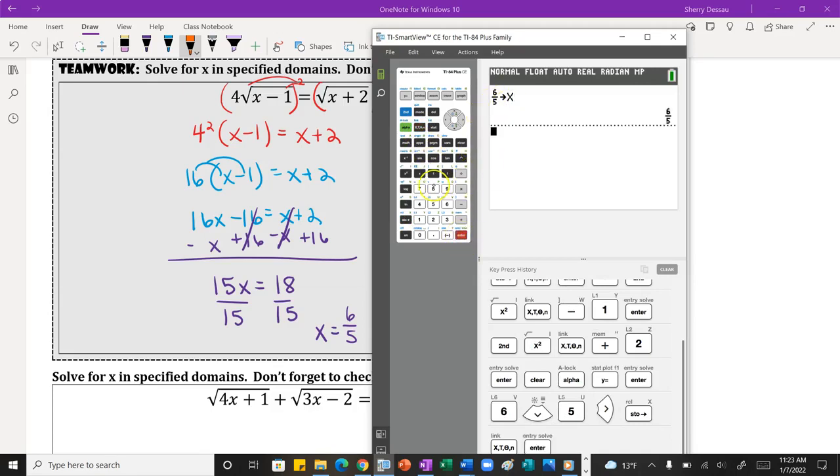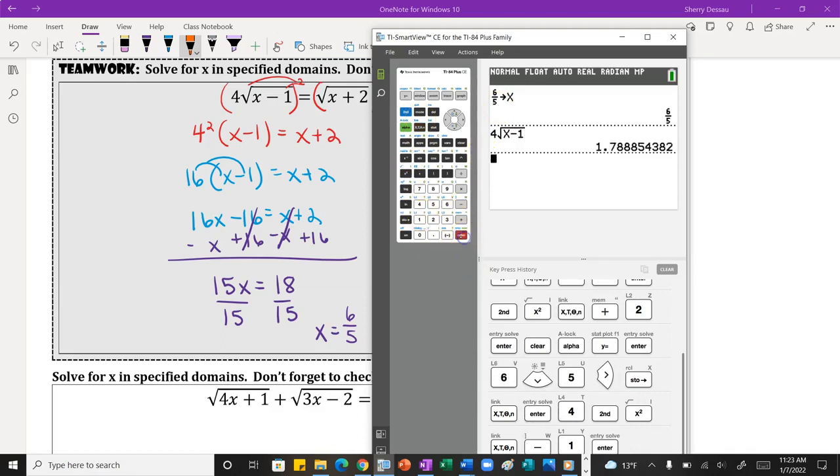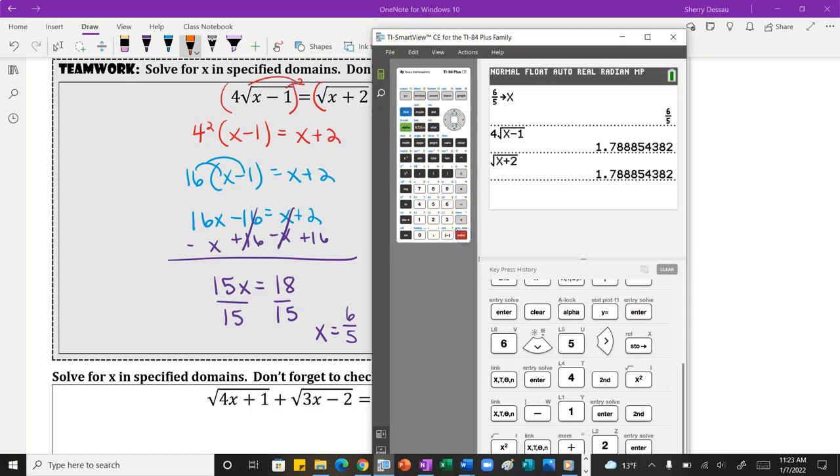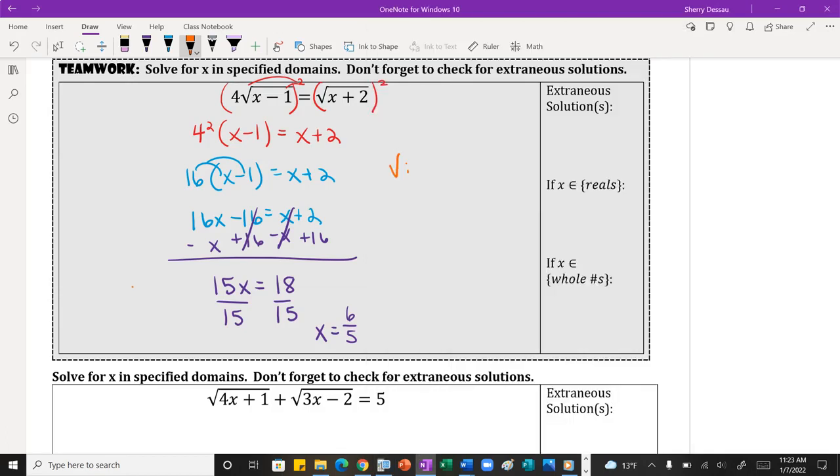So that means now I can plug in my calculator just the left side of the equation. So 4 times the square root of, and I can just plug x because I stored x to equal 6/5. So if I plug in the x minus 1, and hit enter, then I can plug in the other side, second square root of x plus 2, and you'll see that that gives me the exact same value. So therefore that tells me that 6/5 works.